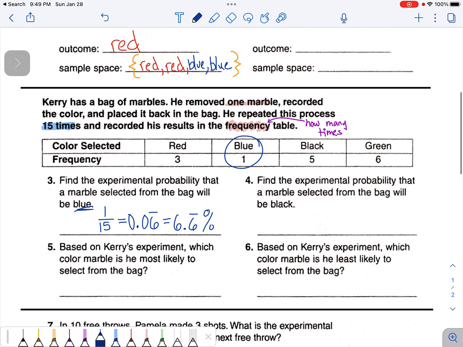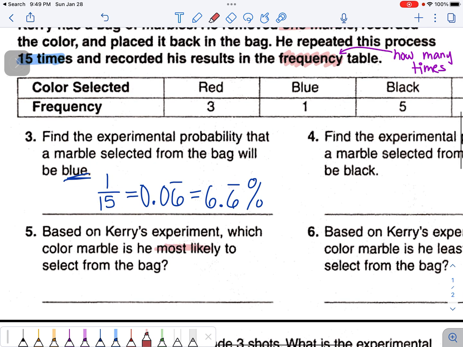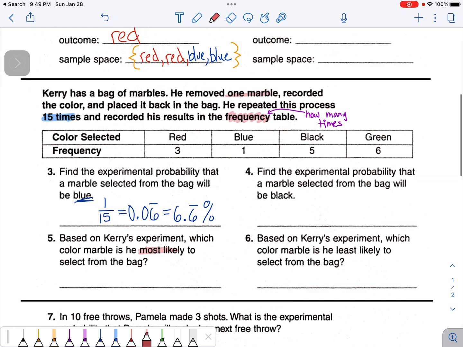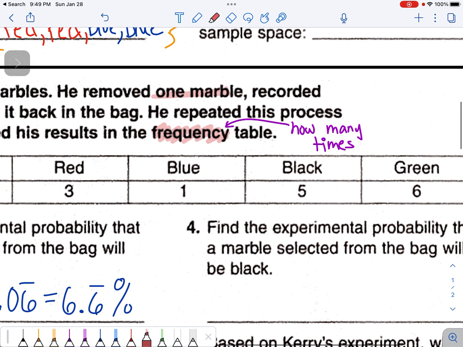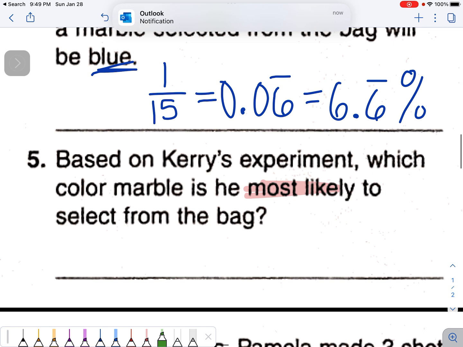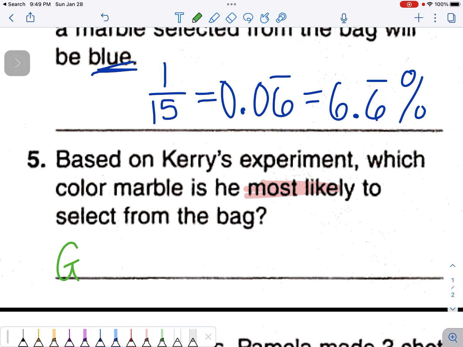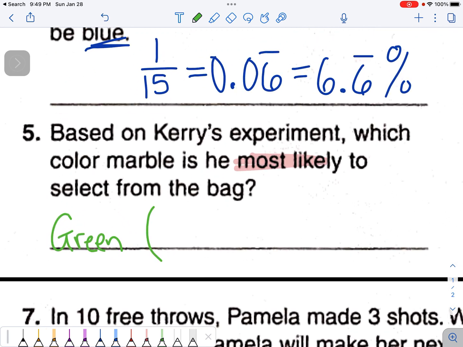And then let's look at one more. Let's look at number 5. Based on Carrie's experiment, which color marble is he most likely to select from the bag? So then we're going to look at those numbers and say, well, which one is most? Well, green is most. So he must be most likely to pick green. So we'll write green. Here we go. Green. And then I forgot the number already, 6. Picked 6 times.